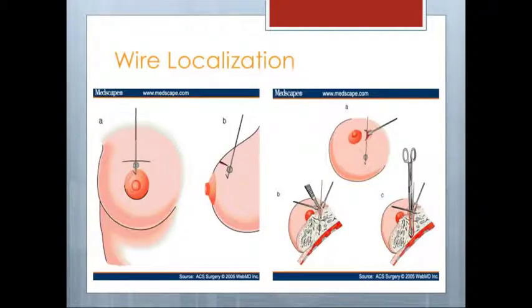With wire localization, a fine wire is inserted into the breast during a fluoroscopy. This is a specific technique used to identify the site of a suspected mass. Needle localization biopsy is the insertion of a fine needle into a non-palpable abnormal breast mass observed during a mammography.